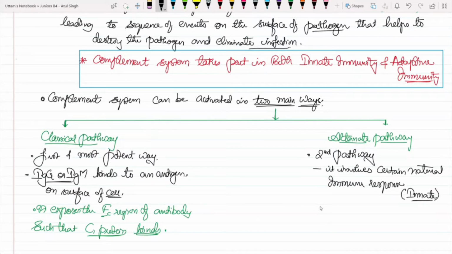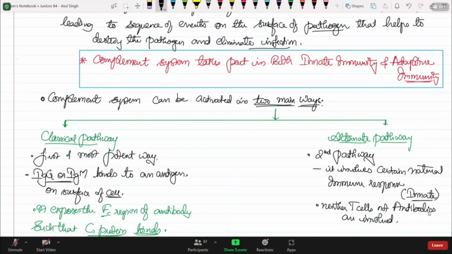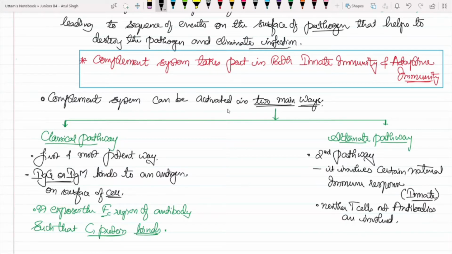Okay, so here remember that neither T cells nor antibodies are involved. Neither T cells nor antibodies are involved. Okay, so in this case, what will happen then? Certain polysaccharides found on bacteria, okay, activate the system.